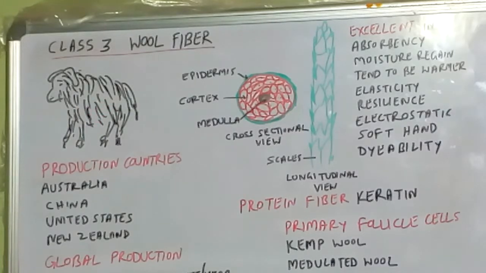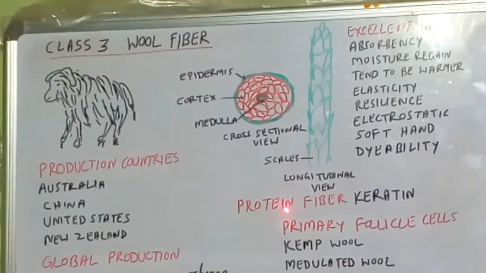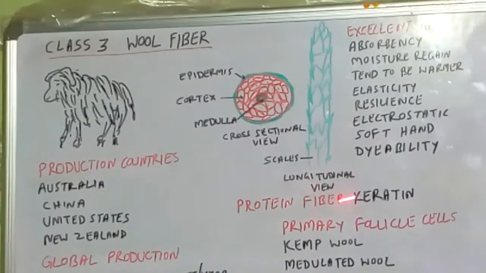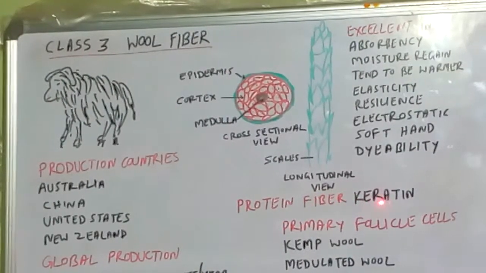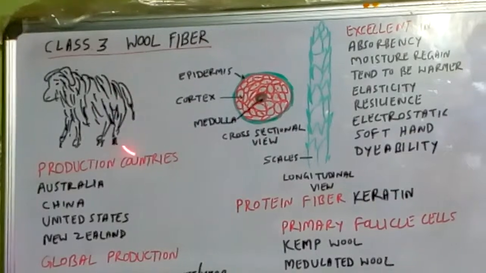As discussed in the first class, this wool fiber is a natural fiber and classified under the animal category. This is an animal fiber. This fiber is made of protein. This is called a protein fiber. The content of this protein fiber is keratin. Just as cellulose is there in the cotton fiber, it is a keratin substance there in this wool fiber.